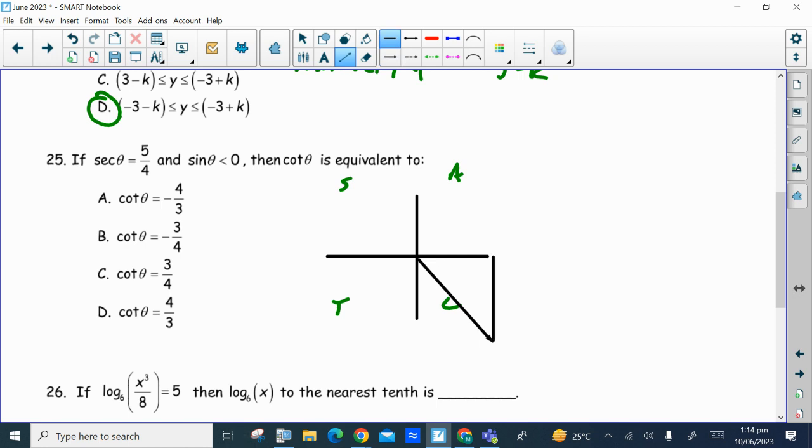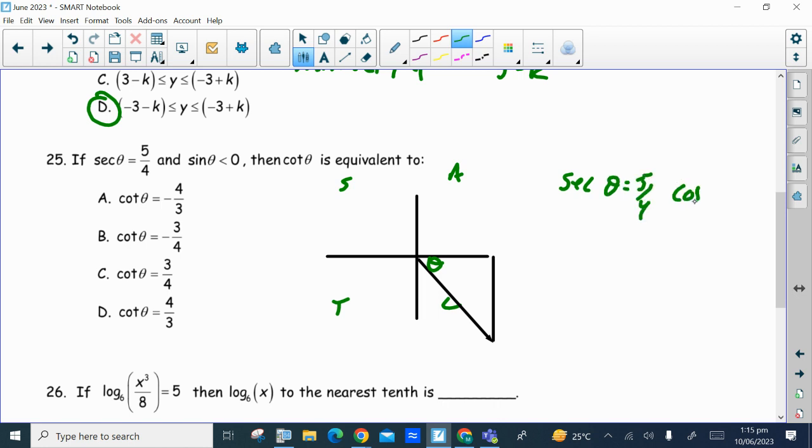The question wants us to state what cotangent of theta is equal to. So theta is the angle between the terminal arm and the x-axis. The secant is 5/4, so the cosine of theta will be 4/5, the reciprocal, and cosine is adjacent over hypotenuse. By the Pythagorean theorem, you could find the length of the third side, it would be negative 3. This is a 3, 4, 5 triangle, and it's negative because you're going downwards.